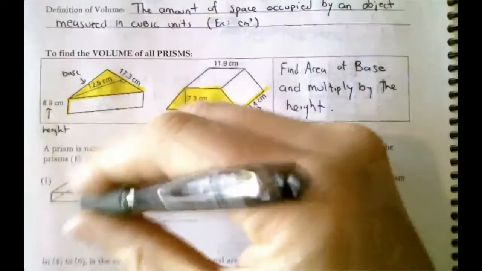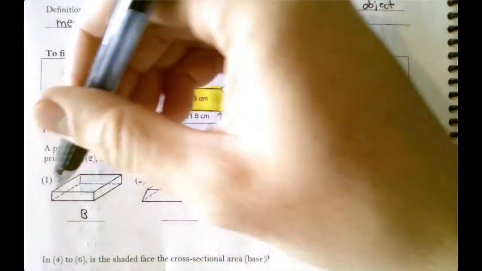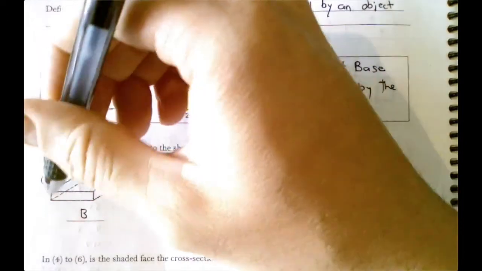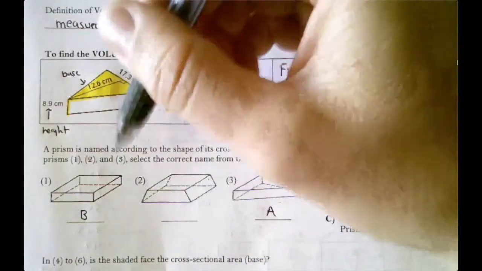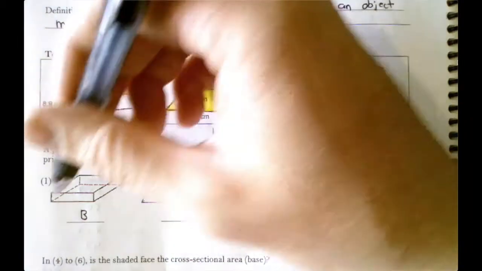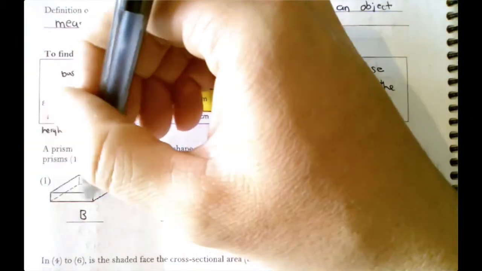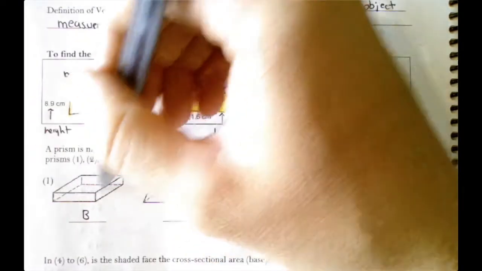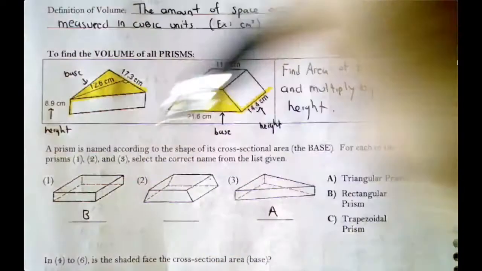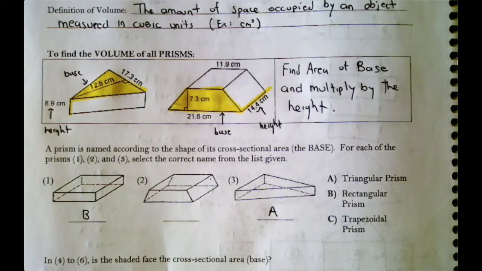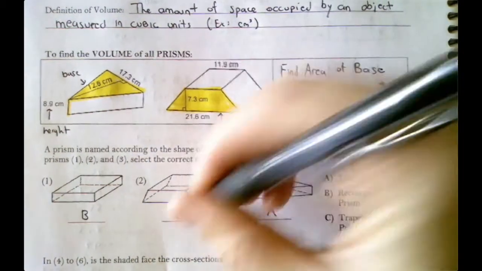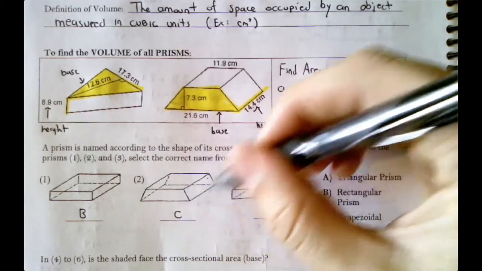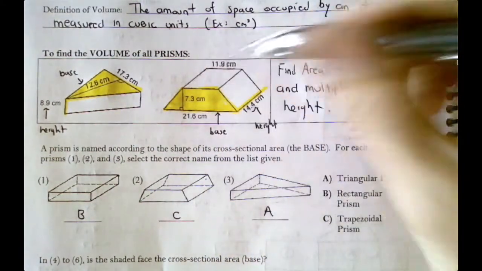Rectangular prism is number 1. We'd have to find the area of any of the rectangles. It could be this front one, it could be this side one, it could be this top one, and then extend it by the other measurement. So if we pick this front one as the rectangle face, we'd be multiplying by this height. If we pick the top rectangle, we'd be multiplying by that height. And finally, trapezoid prism must be the one in the middle. We have a trapezoid face, so find the area of the trapezoid and then multiply by the height, just like this one up here.